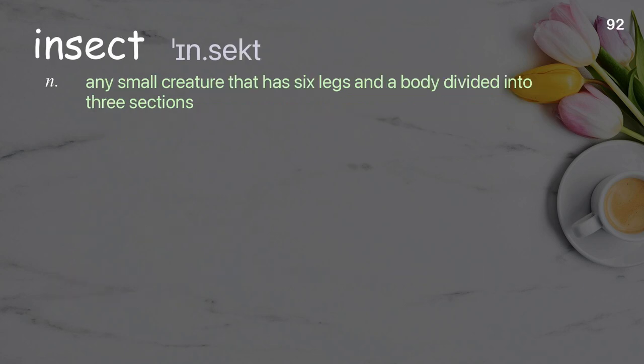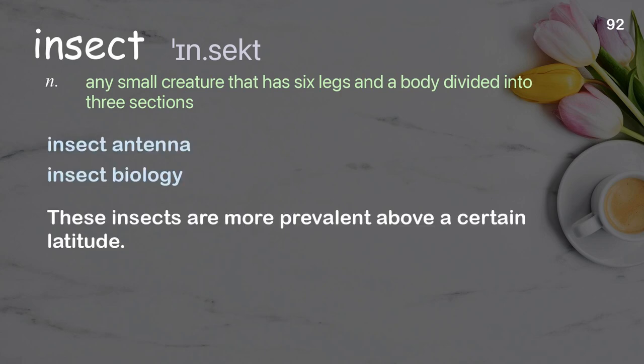Insect: any small creature that has six legs and a body divided into three sections. Examples: insect antenna, insect biology. These insects are more prevalent above a certain latitude.